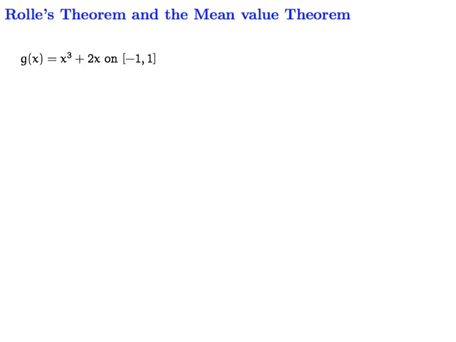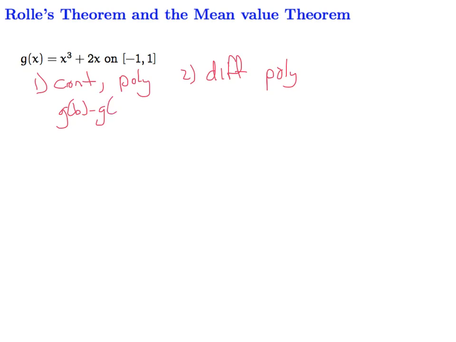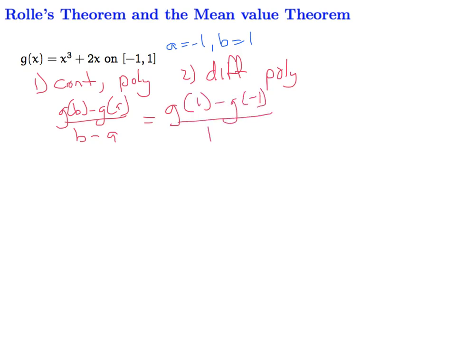So let's do one more, just because we can. Again, quickly, this is going to be continuous because it's a polynomial, and also it's going to be differentiable because it's a polynomial. Next we need to compute g of b minus g of a over b minus a. From up here, our interval, we know that a is -1 and b is equal to 1. So we need to compute g of 1 minus g of -1 all over 1 minus -1. I'm going to skip a few steps here, but this is 3 minus -3 over 2, which leaves us just with a slope of 3.